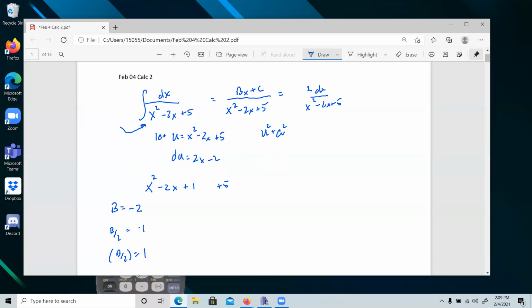But I can't just go around adding 1 to things. If I'm going to add 1, I'm going to have to subtract 1, because we can only really add 0. Then we group these together, so this is now x minus 1 squared plus 4. Conveniently in this question, that happens to be a perfect square. That isn't necessarily going to happen, nor does it really need to, because we could divide things up into square roots and things. We're okay.